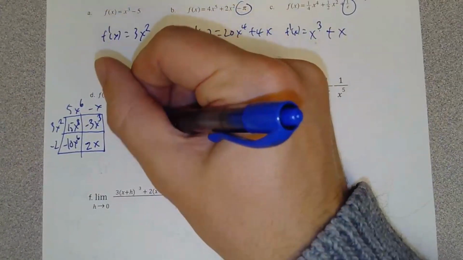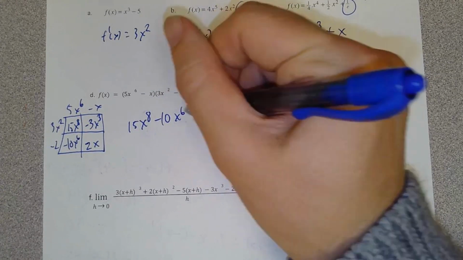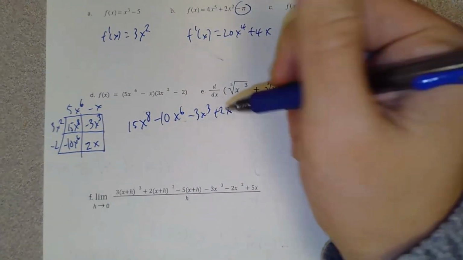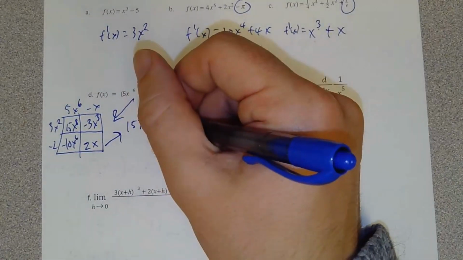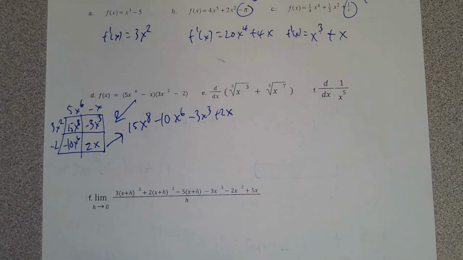Combine these all together, I get 15x to the 8th minus 10x to the 6th minus 3x to the 3rd plus 2x. Now I can take the derivative. So this one just has the added step of multiplying before you take the derivative. 8 times 15, so 8 times 10 is 80, 8 times 5 is 40, so that's 120.